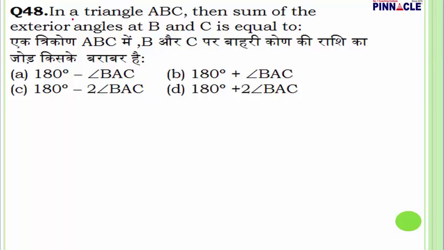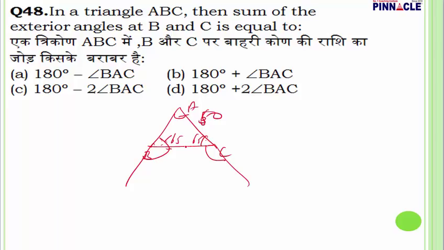This is very important also. In a triangle ABC, the sum of the exterior angles at B and C is equal to, we have to find the value of this. Let's say this is, for example, 50, and the other two should total 130. So 65 and 65.